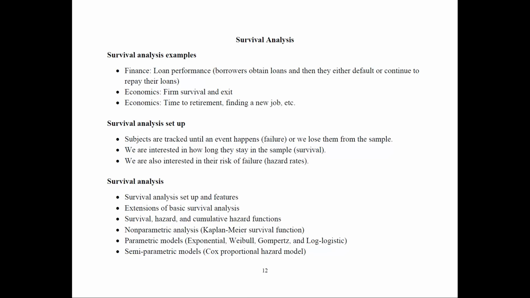So in that video, we will talk about the survival analysis setup and features, the extensions of the basic survival analysis, and then about the survival, hazard, and cumulative hazard functions. They're very important in survival analysis. We will talk about non-parametric analysis, the Kaplan-Meier survival function, and how to plot graphically the data that you have. And then we will talk about parametric models, the exponential, Weibull, Gompertz, and log logistic, and the semi-parametric model, the Cox proportional hazard model.